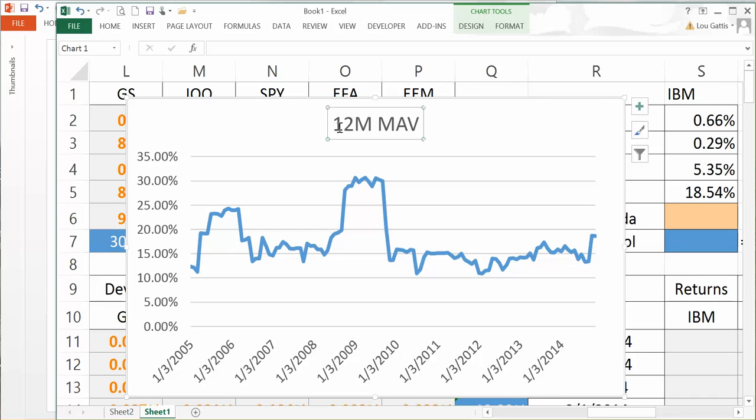So now we have IBM's 12-month moving average volatility. In other words, this value here is just the last 12 months. This value here, say in 2009, represents 2009's volatility. So each data point is looking back 12 months.